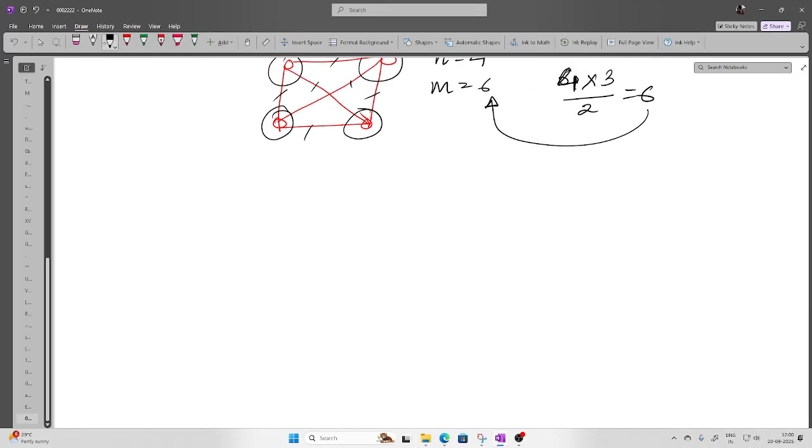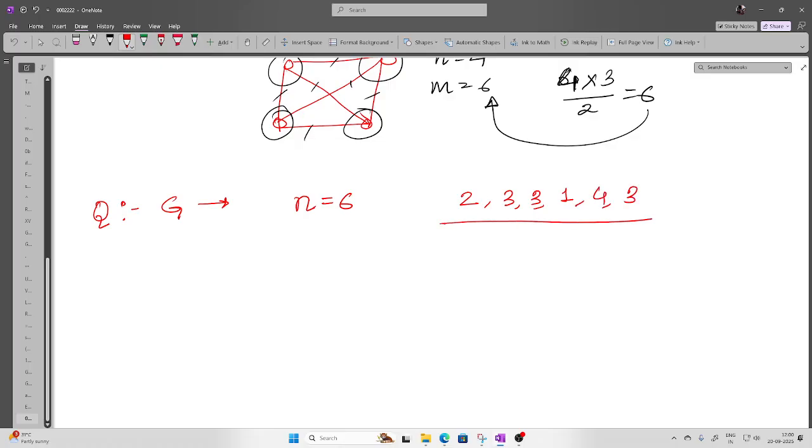So it is given to us, let's say that we are having a graph G for which 6 vertices are there. So how many vertices? 6. So n is 6. And the degrees of the vertices are 2, 3, 3, 1, 4 and 3. So this is the degree of every vertex in that particular graph. And it has been asked to find out whether this particular graph is a valid graph or not.